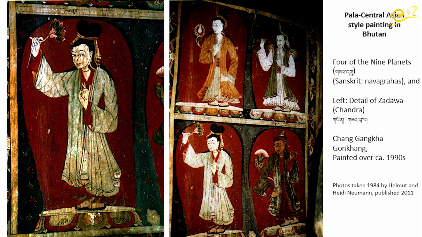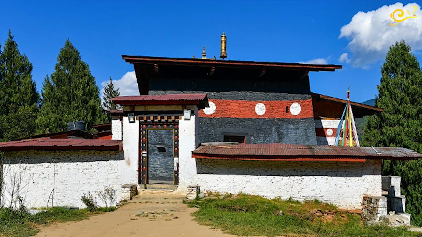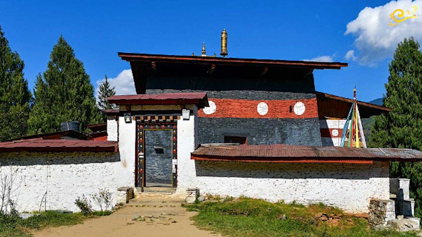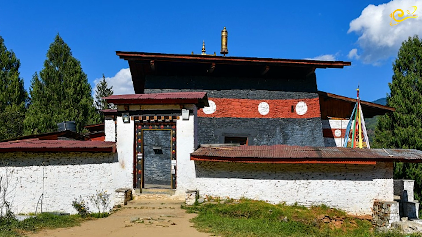You might not expect it, but there were actually examples of Pala-style painting here in Bhutan. So as you can see here, these paintings are photos that were taken in 1984 from inside of the Changanka Gungkang. These paintings have been overpainted in the 1990s, so they don't exist, but the people who took the photographs published an article about them in 2011, so we're able to see these images as they looked at the time.